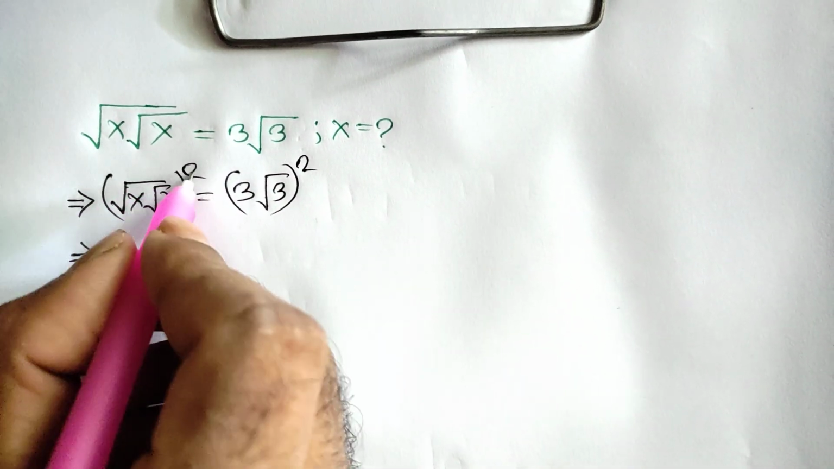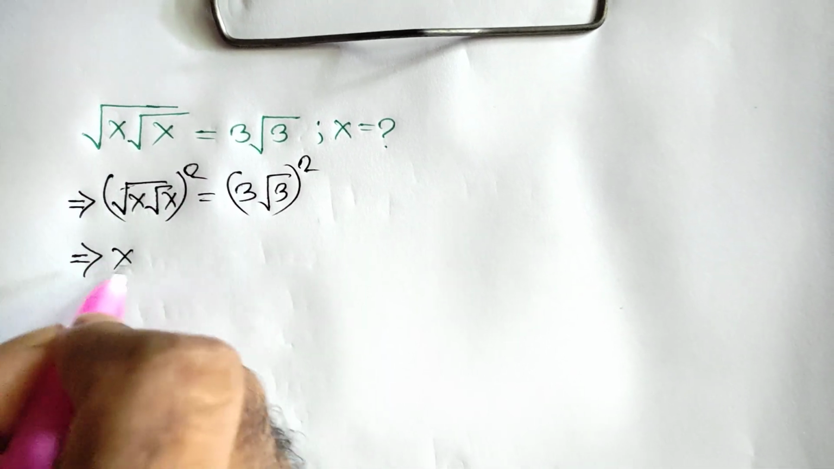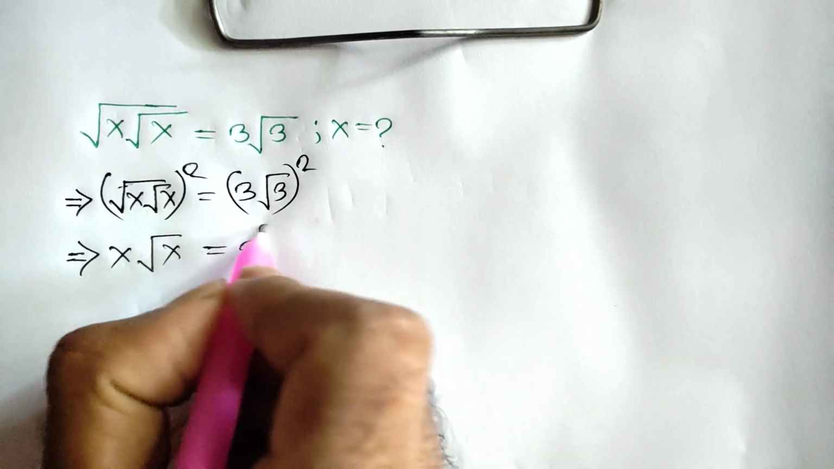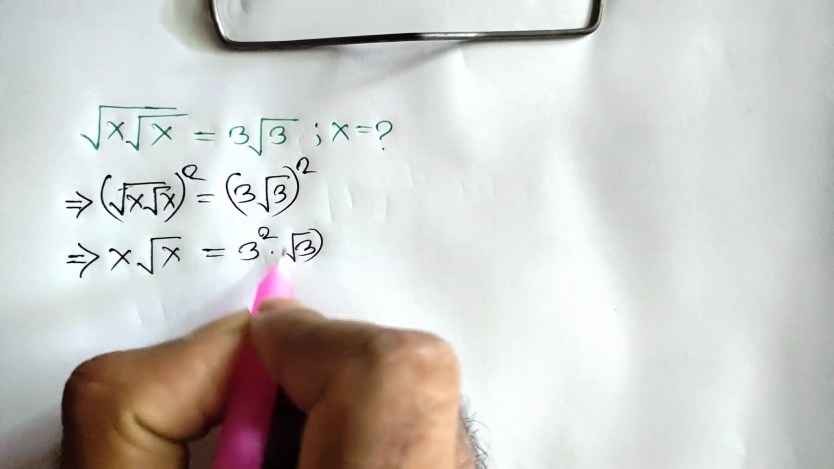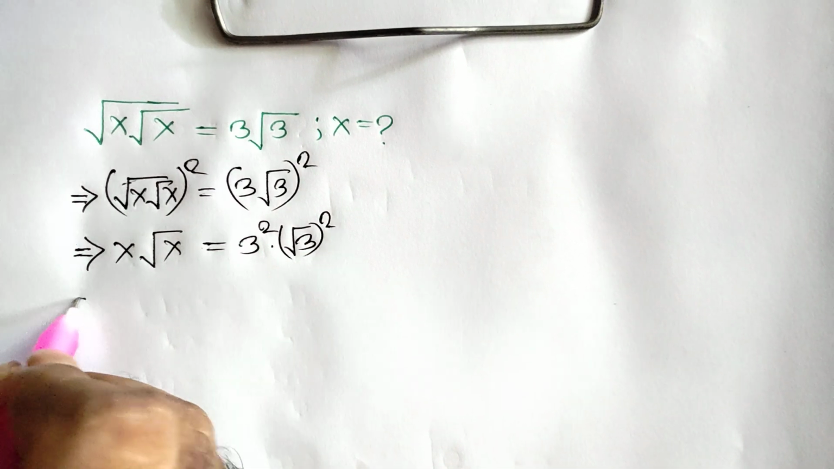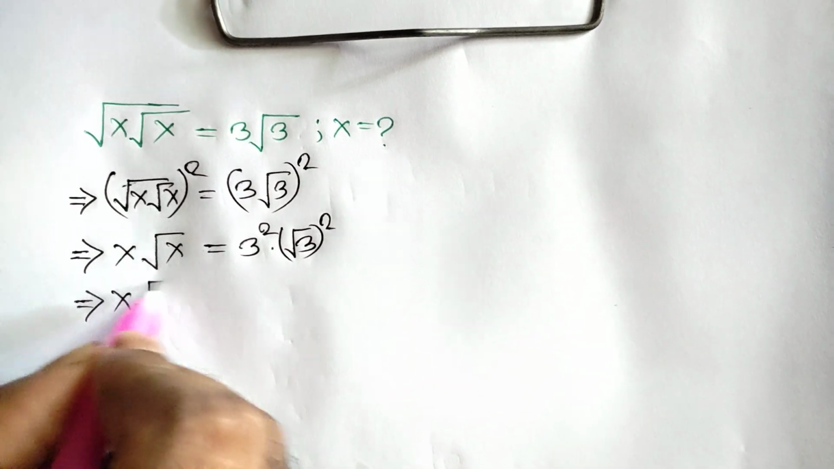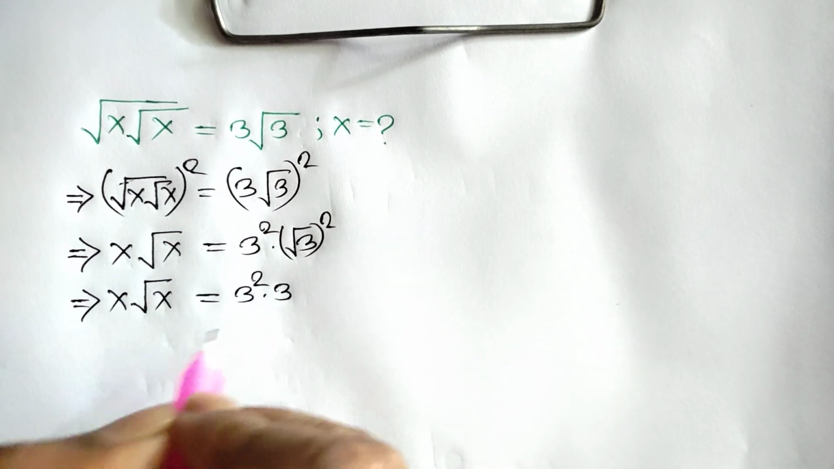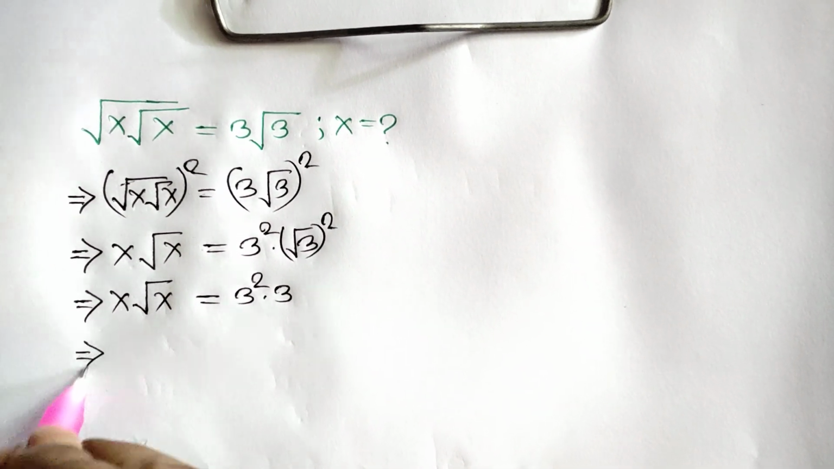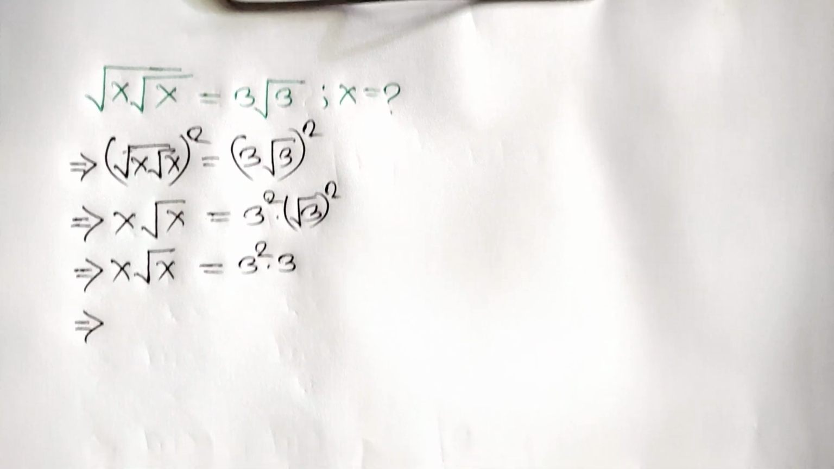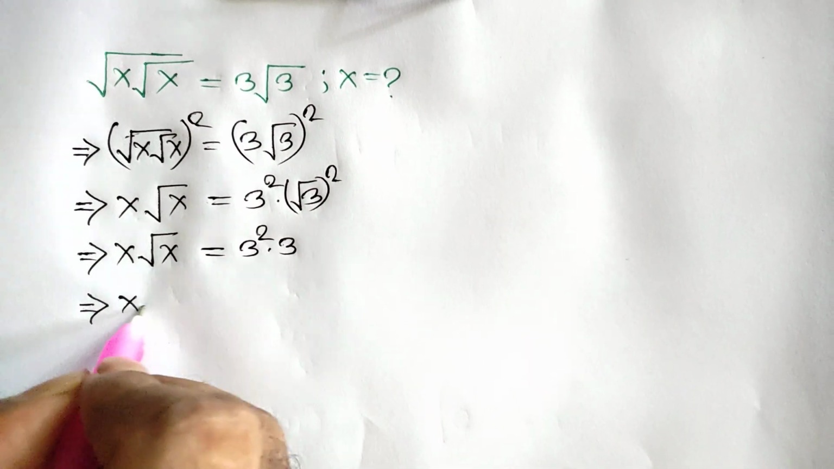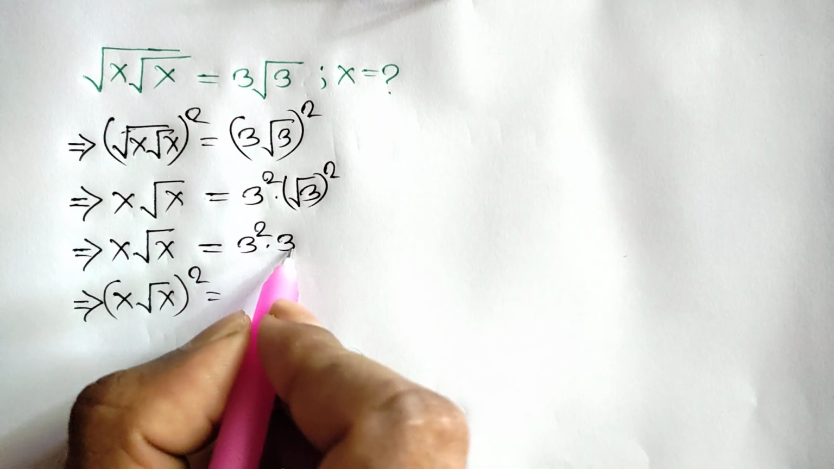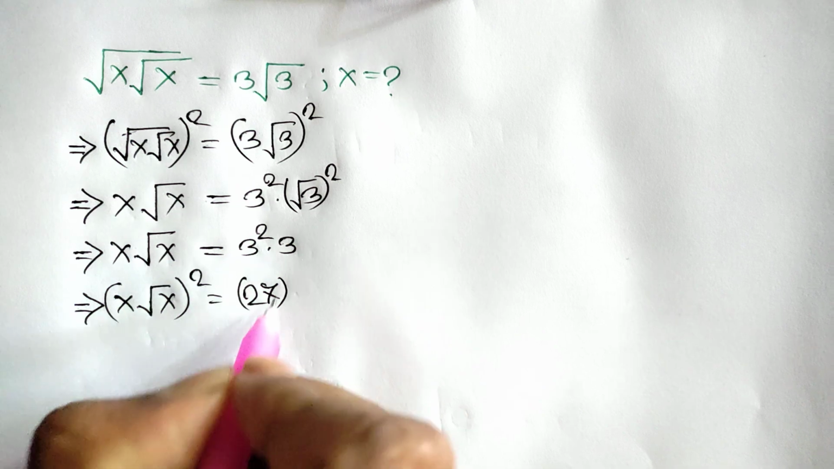The square cancels out the square root, so it will be remaining x square root of x is equal to 3 square times square root of 3 whole square, or x square root of x is equal to 3 square times 3. Again squaring both sides, we can write x square root of x whole square is equal to 3 square, that means 9, and 9 times 3 is equal to 27 square.